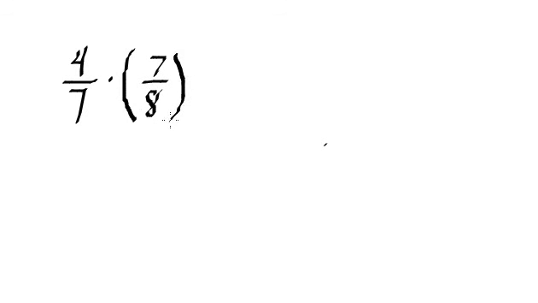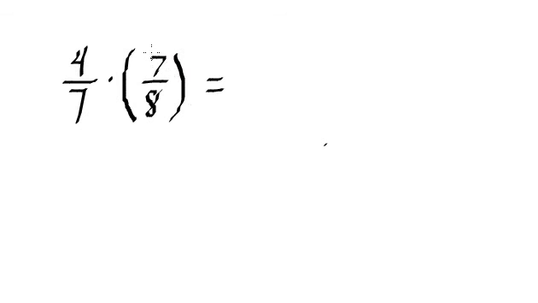Alright, let me just go ahead and write one out here. So 4 times 7, and sometimes you'll see parentheses around it, it could be both of them or maybe either one, over 8. We'll say 7 over 8. Now before we multiply these two together, we need to try to simplify this down as much as we can.